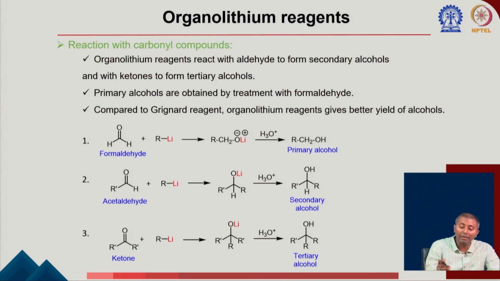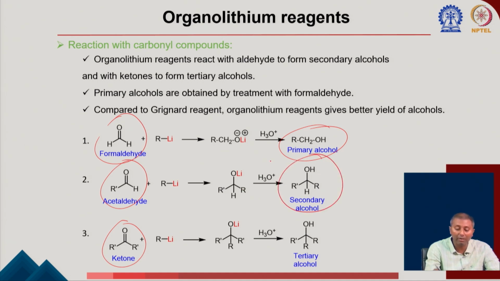If you have formaldehyde or different aldehyde groups, then there is a 1,2 addition going to take place here, and in every case what is going to happen depends on the substitution. In formaldehyde there will be a primary alcohol. If you have an acetaldehyde, you end up making a secondary alcohol, and if you have a ketone, you end up forming a tertiary alcohol after the protonation.